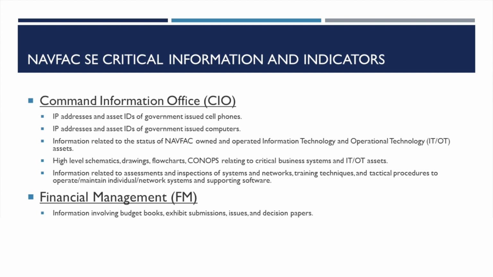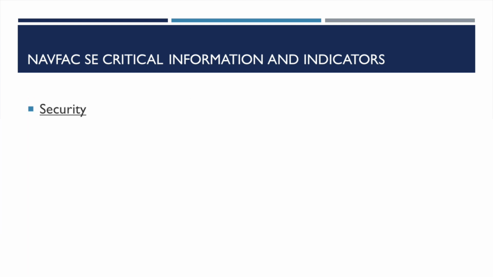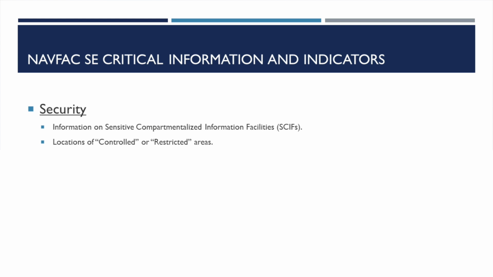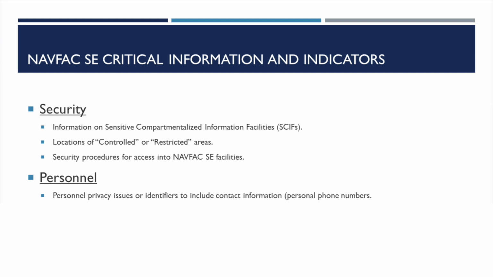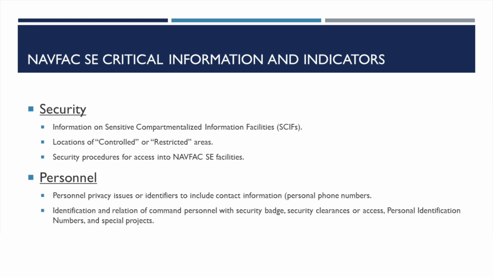Financial management. Information involving budget books, exhibit submissions, issues, and decision papers. Emergency requisition of funds, or loss of funding until public release. Security. Information on sensitive compartmentalized information facilities, also known as SCIFs. Locations of controlled or restricted areas. Security procedures for access into NAVFAC Southeast facilities. Personnel. Personnel privacy issues or identifiers to include contact information, identification and relation of command personnel with security badge, security clearances, or access, personal identification numbers, and special projects.